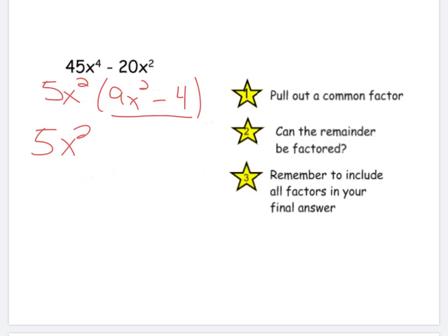So the square root of 9x squared is 3x, because the square root of 9 is 3, and the square root of x squared is x. Then I would have 3x plus the square root of the second term, so the square root of 4 is 2, so it's 3x plus 2, and then it would be 3x minus 2. Remember, with a difference of squares, the only difference is that they have one plus and one minus.